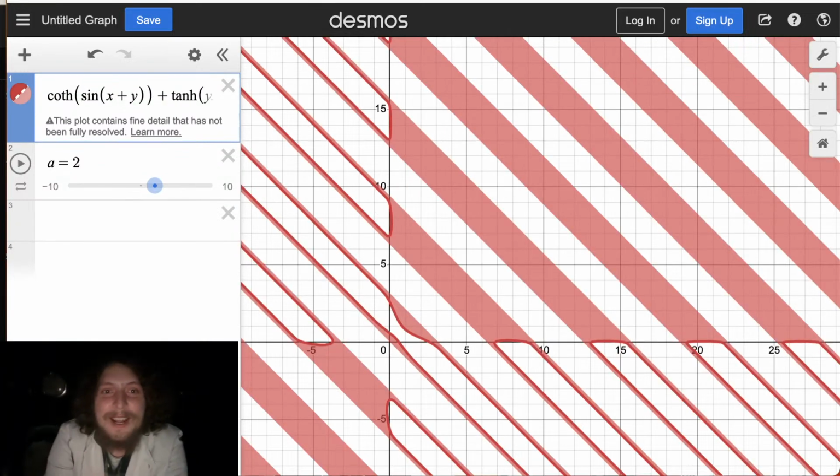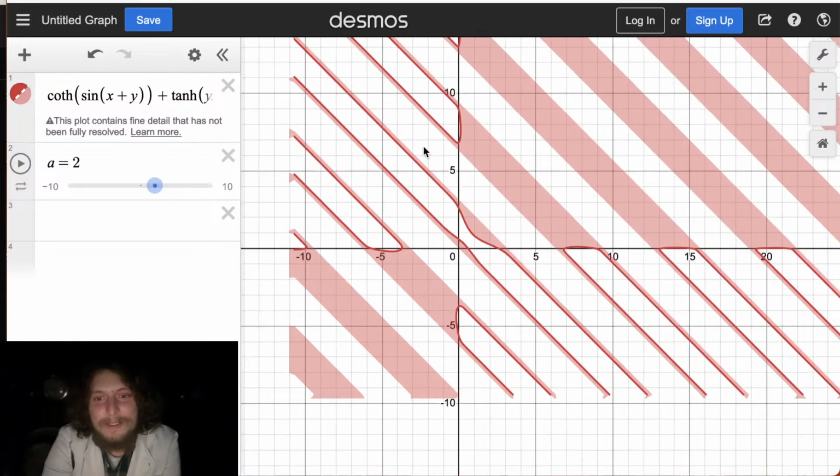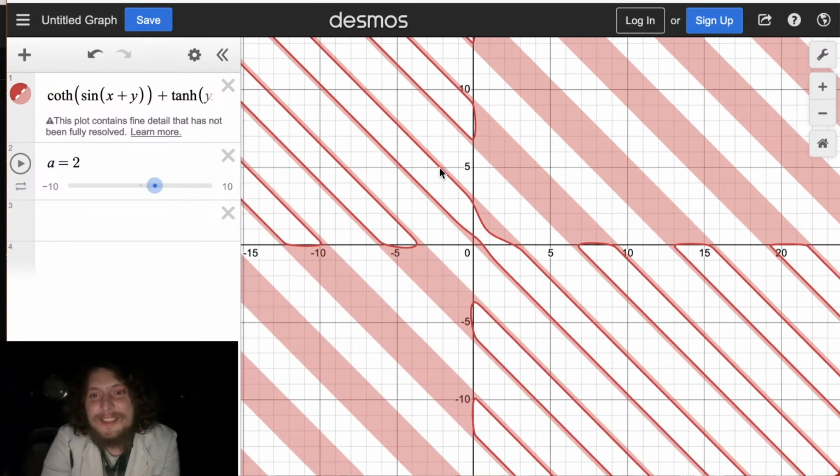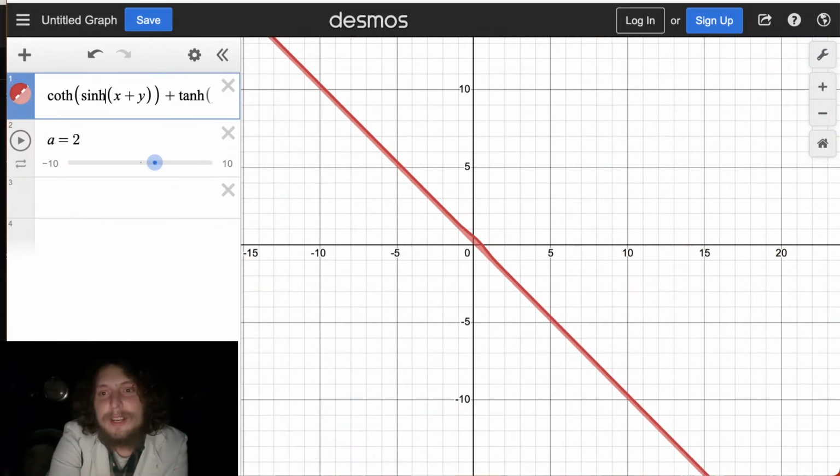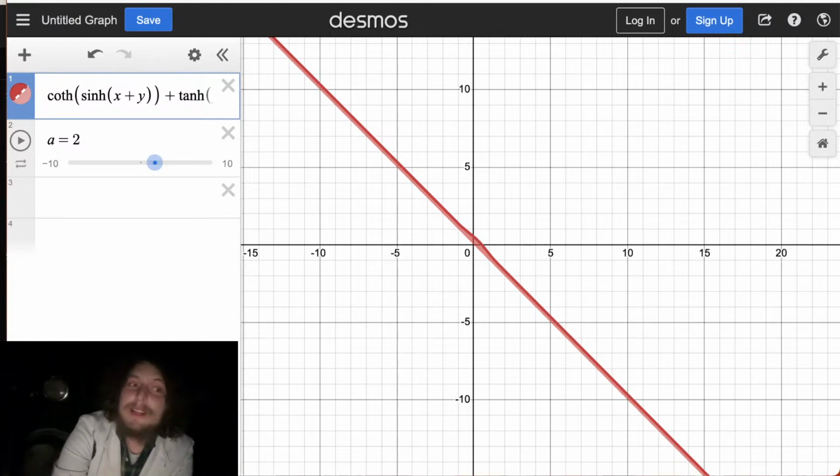Look what happened when I threw another normal trig function in there. Look at all these stripes and these anti-island, peninsula thingies. So now I guess we're in hyperbolic trig day, so it's less interesting when I did that. Maybe we need to do a combo.